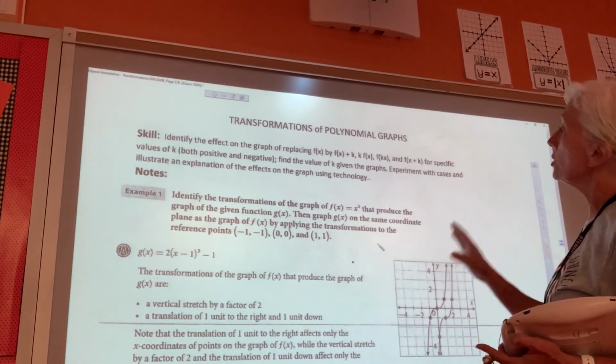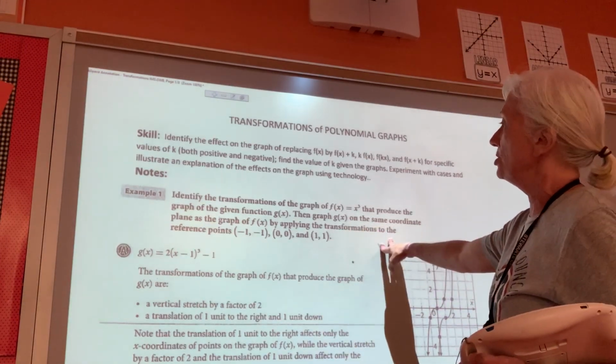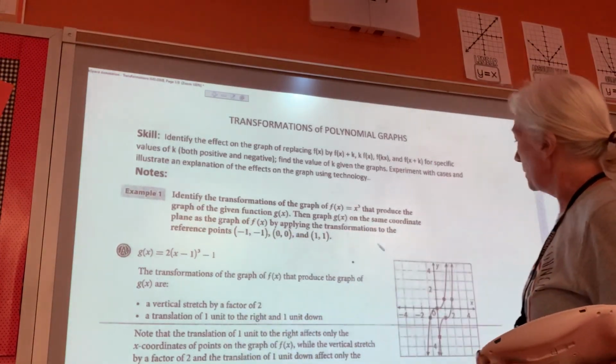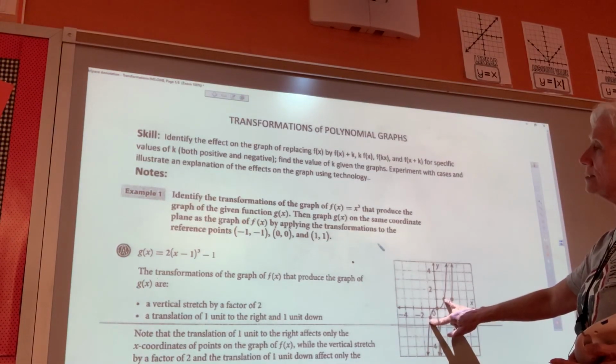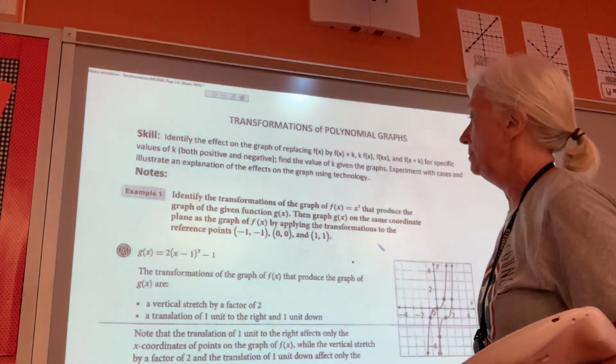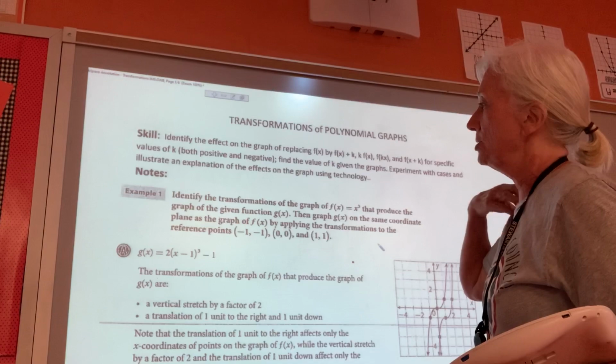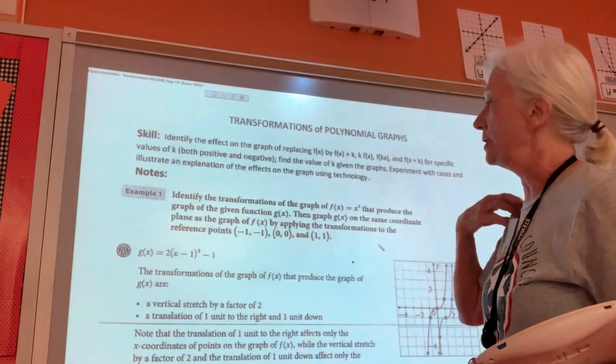Then we're going to graph g of x here by applying the transformations to these reference points. So they've chosen these 3 points and they're saying this is what we're going to do to the function. And this kind of gives us a good sampling to see if you remember what transformations do.